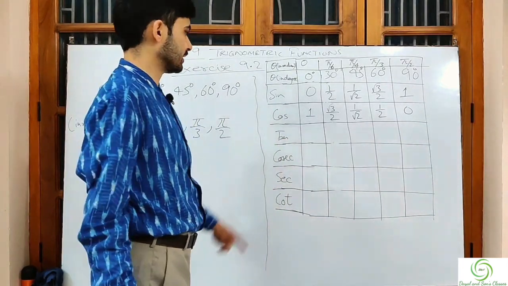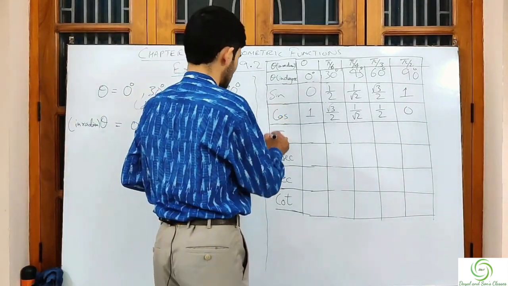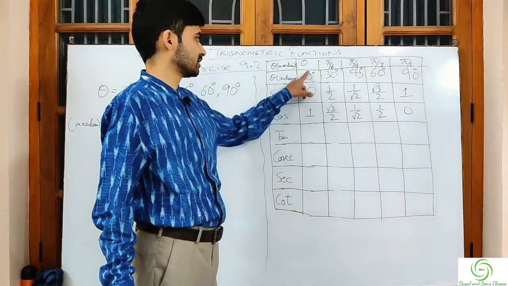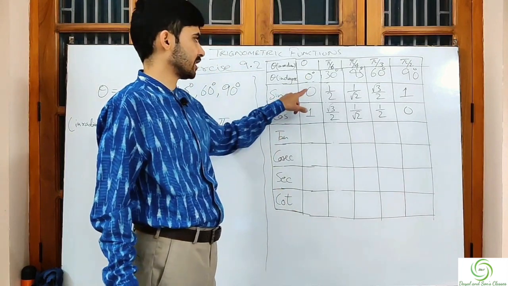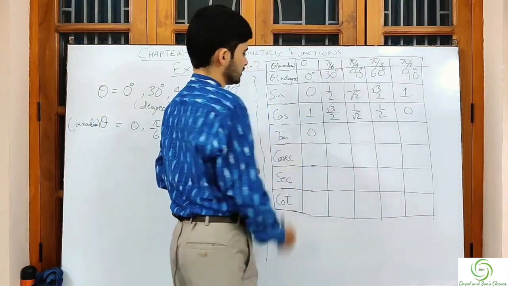Now we come to tan. We know from the first exercise, tan is equal to sin upon cos, right? So tan 0 degree will be equal to sin 0 upon cos 0. Sin 0 is 0 and cos 0 is 1. 0 upon 1 will be 0.